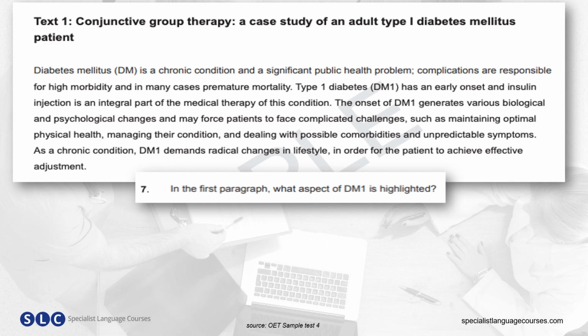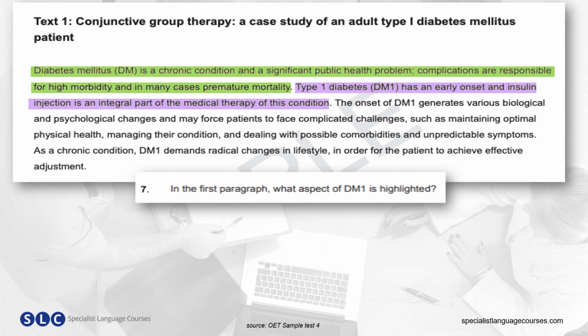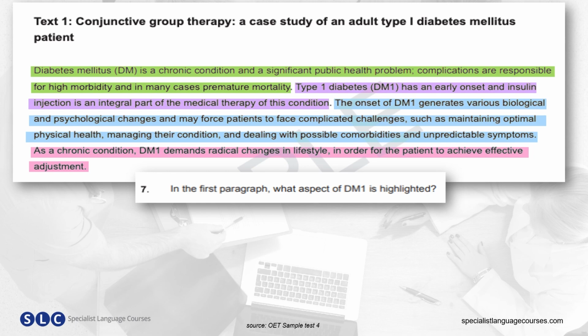Now, let's read the text and summarize the ideas. Pause the video and read now. So, the text first talks about how diabetes is a problem and the complications it can cause. It then mentions DM1, linking to the question, and mentions early onset and the need for insulin injections. It then explains the effects of the various biological and psychological changes and explains in more detail the impact of this. It then further emphasizes the challenges and that the patient will need radical lifestyle changes.